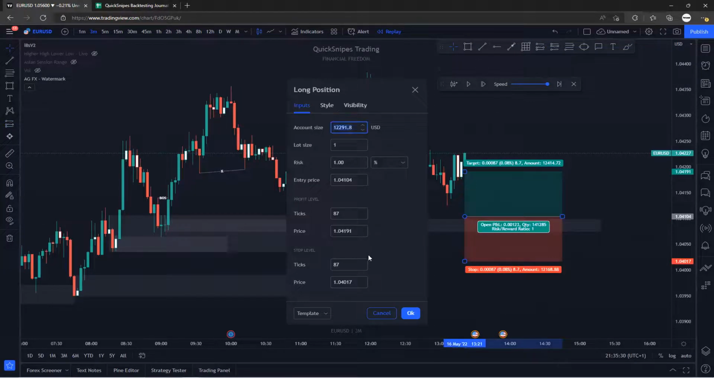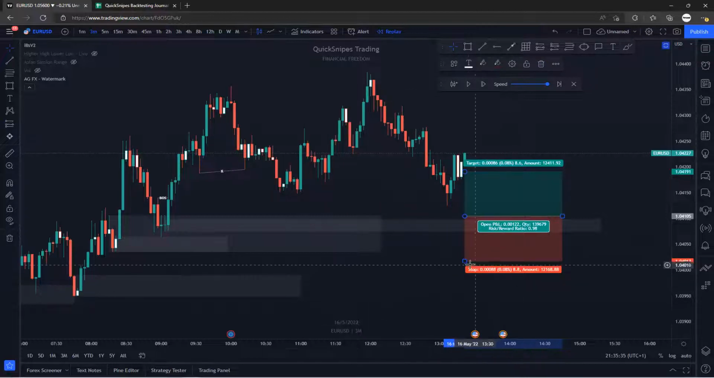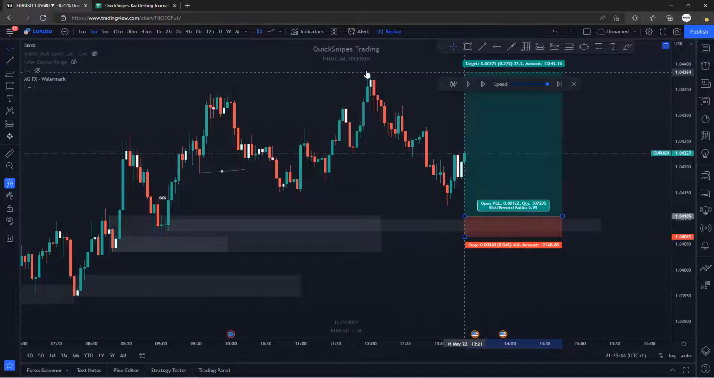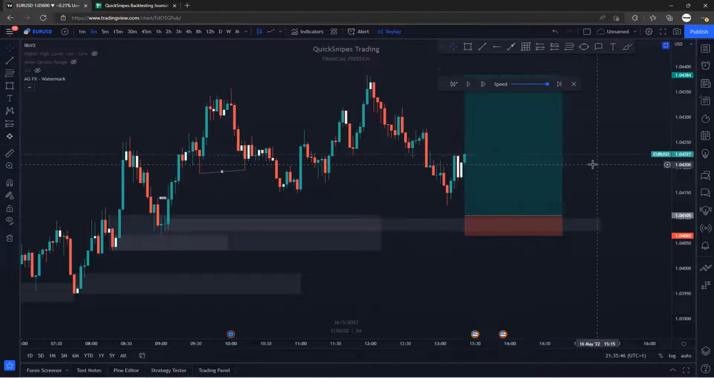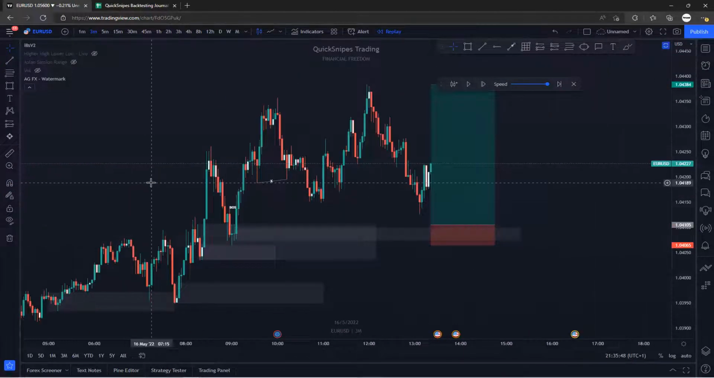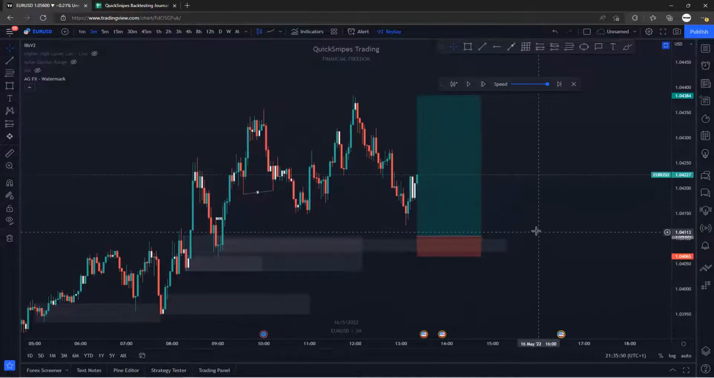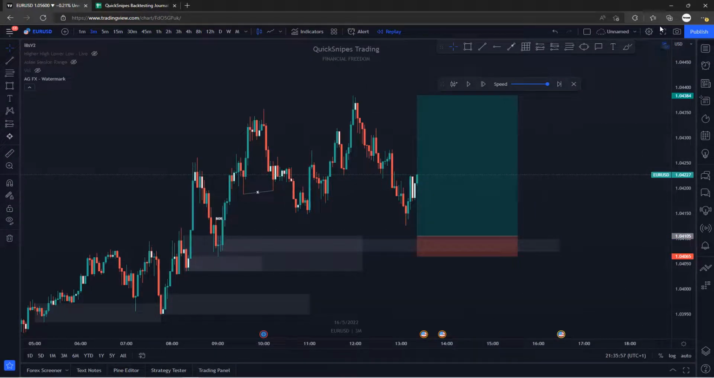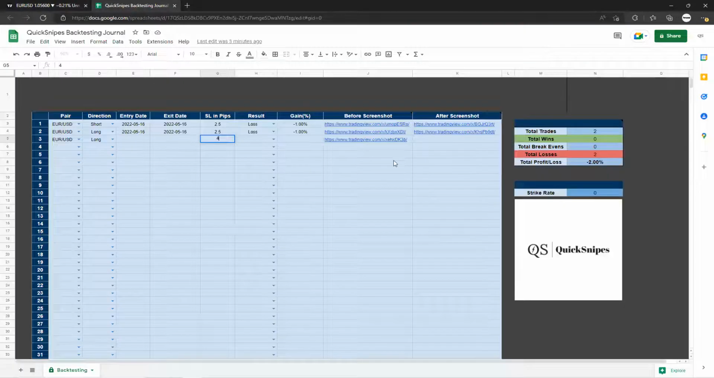It was a 4 pip stop loss, and my target was up here. So 6.98 is looking a lot nicer now. So what I'm going to do is mark this up as a trade, see if it taps in or not. Again, we still haven't entered that third trade.